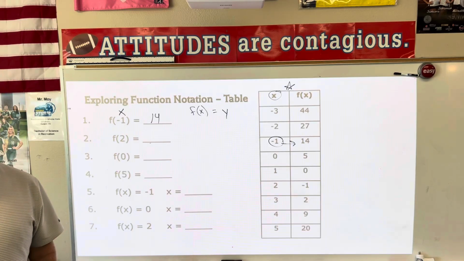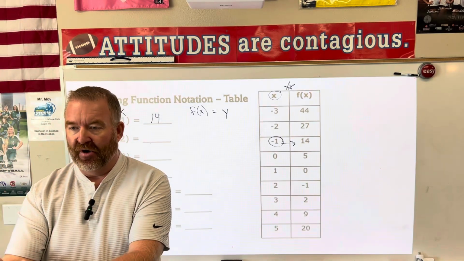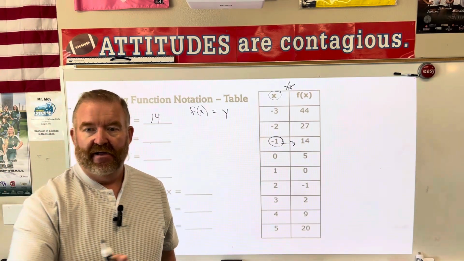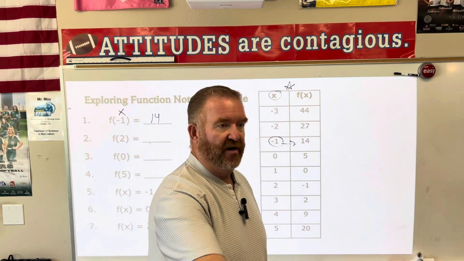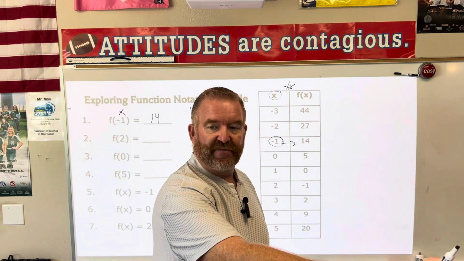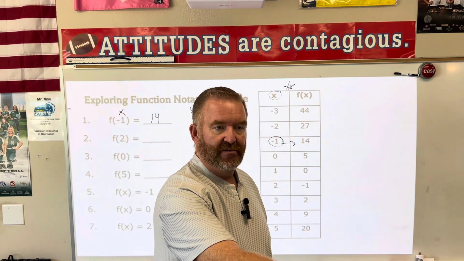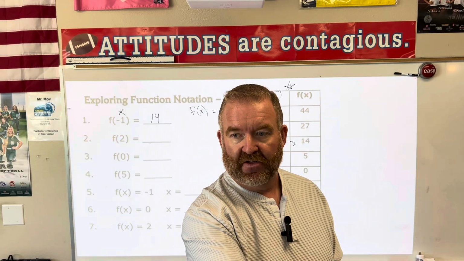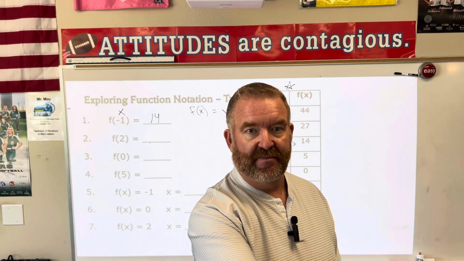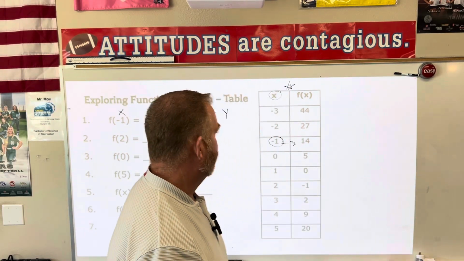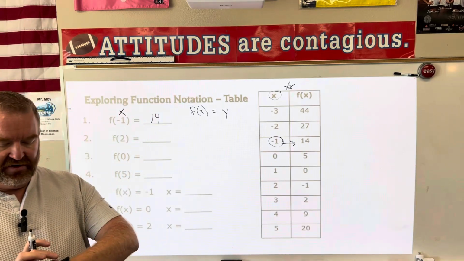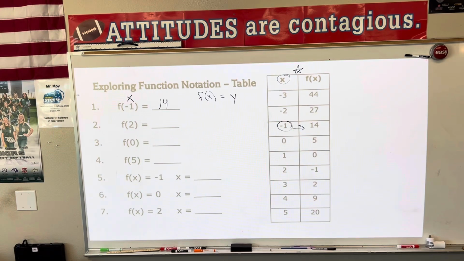Because I put in that number, this is my input. They gave me the input. The output was what I was looking for. If they put in -1, my answer is 14 based on the table. Clear as mud? Clear as mud. All right, I want you to work through the next few with your partner. Go through 1 through 4 with your partner. Go. Okay, and we're back.